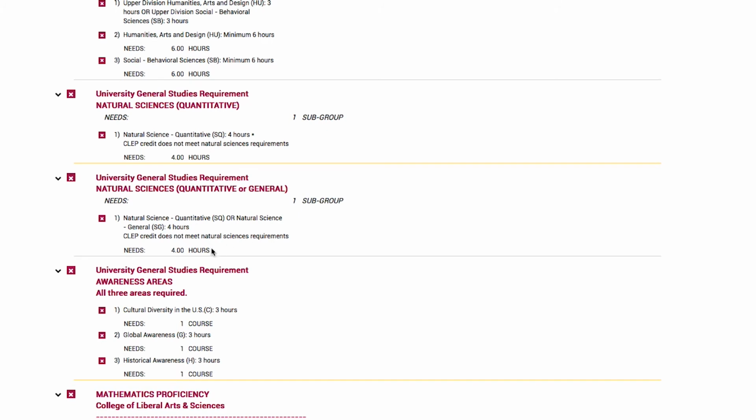Each course must be 4 credits. What that means is it includes a lab component. So do I need to take a science with a lab to meet this requirement? The answer is yes. Now the difference between the two is that the SQ courses that's required, you have to do one of these.